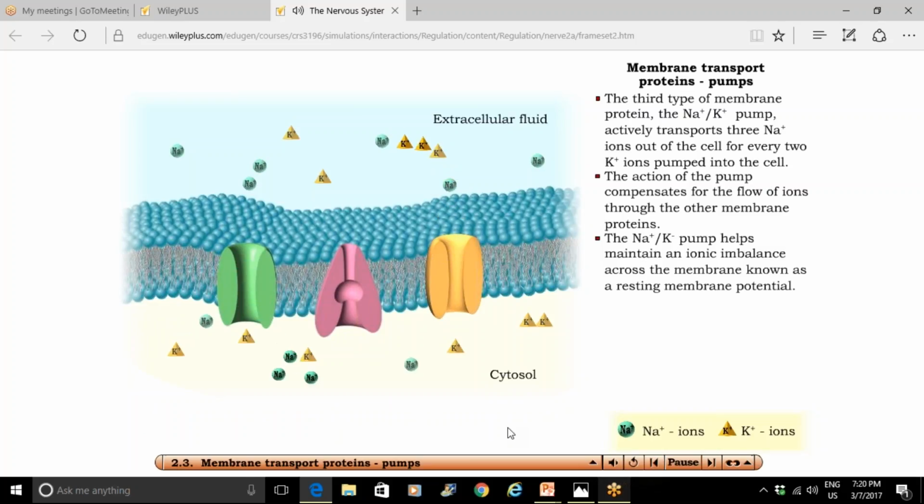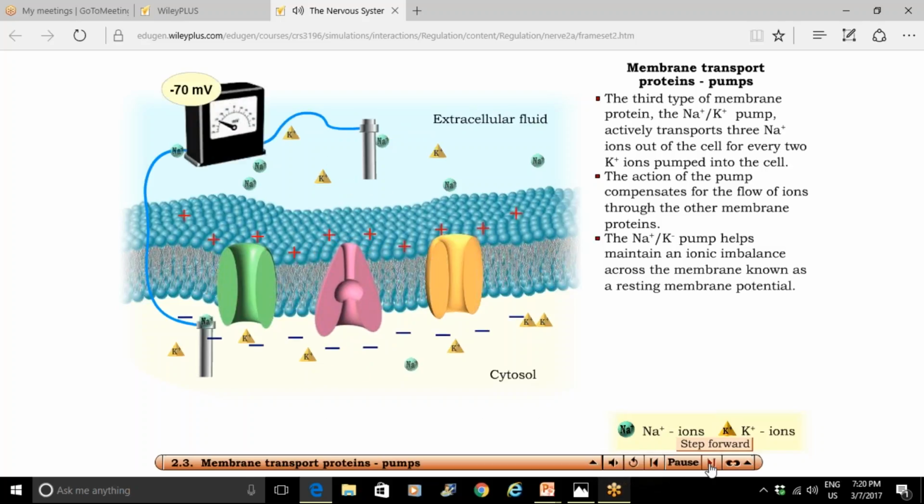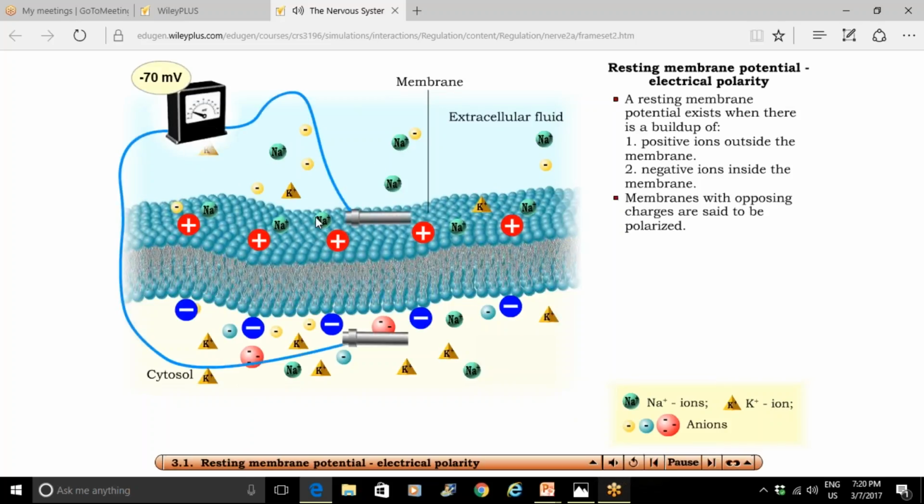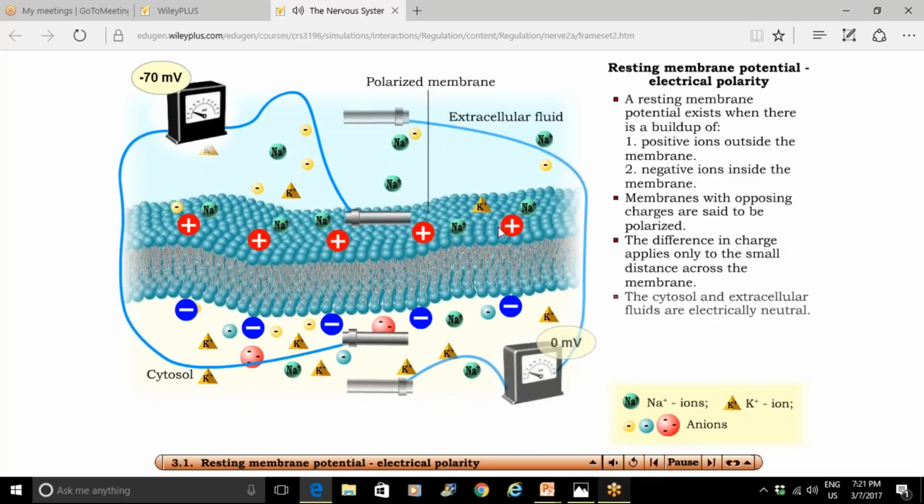Okay, and then you have the pumps that help maintain the resting membrane potential, and they require energy. So you saw 3 sodium going out for every 2 potassium being put back. So when we look at the resting membrane potential, which we were just looking at, you can see here we have all this sodium on the outside. We have all these proteins and phosphates on the inside. And we end up with this negative along the inside and the positive along the outside.